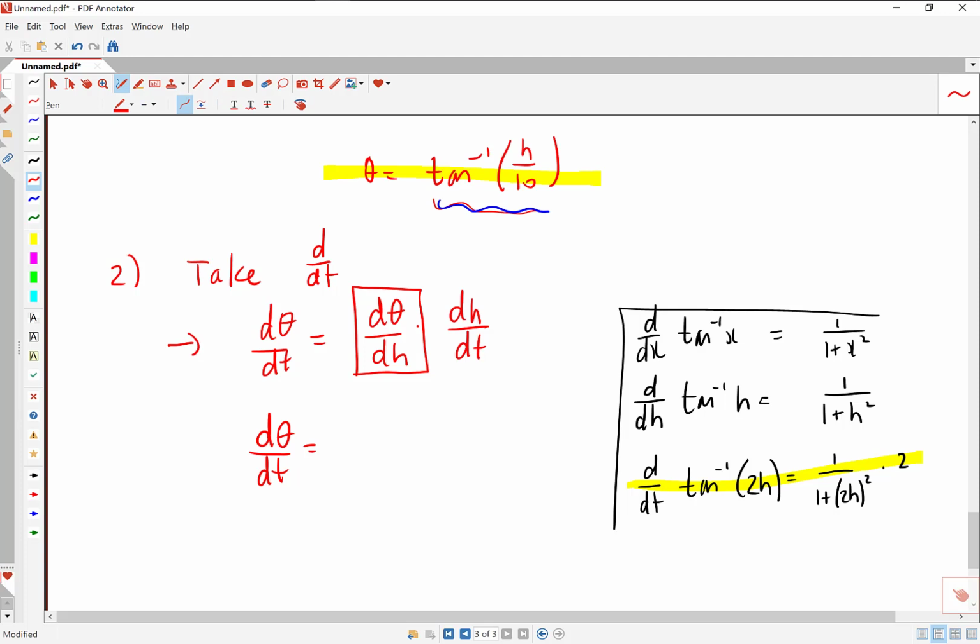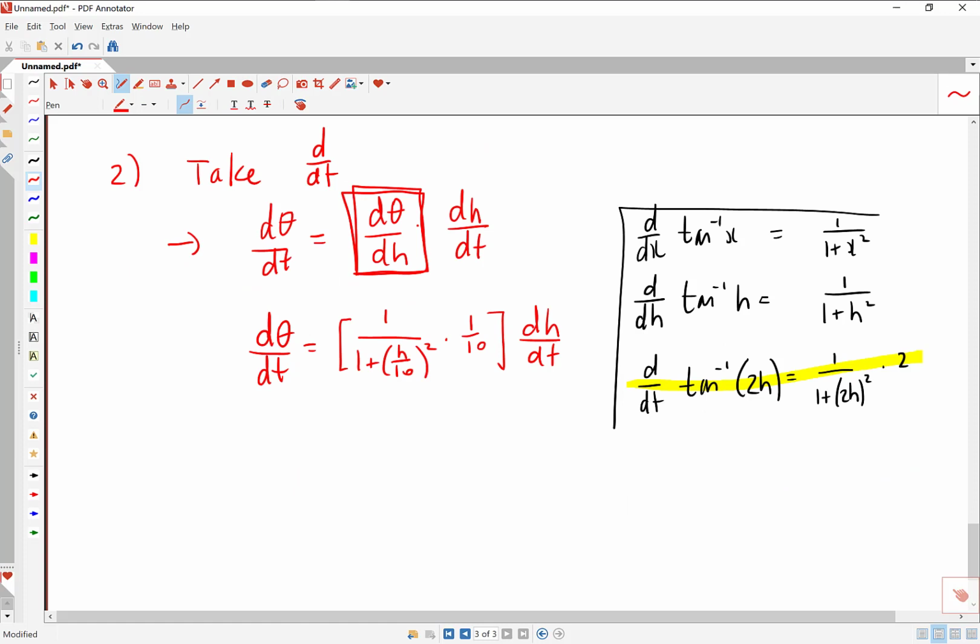We've said d theta by dt is going to be d theta by dh times dh by dt. So we're just going to work here on figuring out what this d theta by dh is, and then we'll multiply that by dh by dt. So let's go ahead with figuring out this part. All right, so taking the derivative of the arctan function, we are going to go 1 over 1 plus whatever our inside function squared is, and then times the derivative of the inside function. Well, the derivative of h over 10 is 1 over 10. So that's our derivative done.